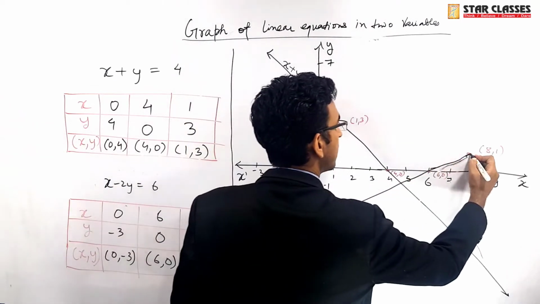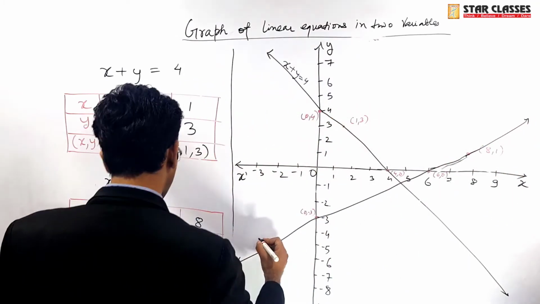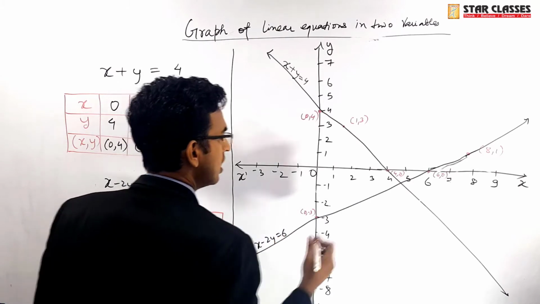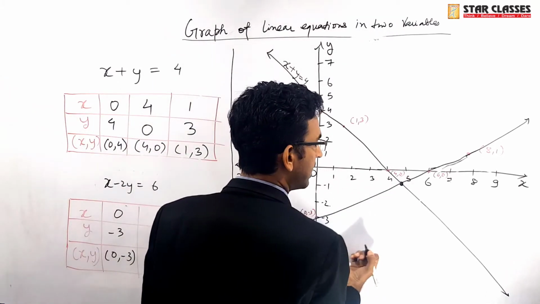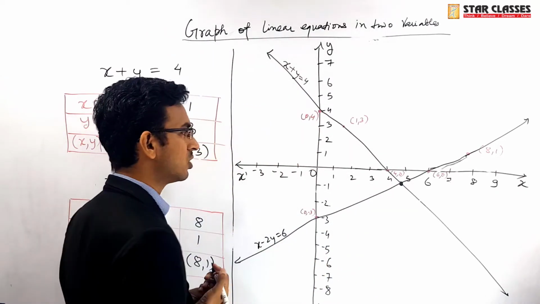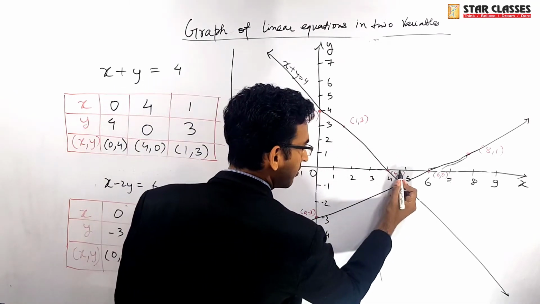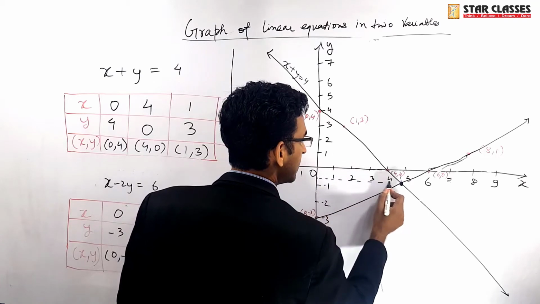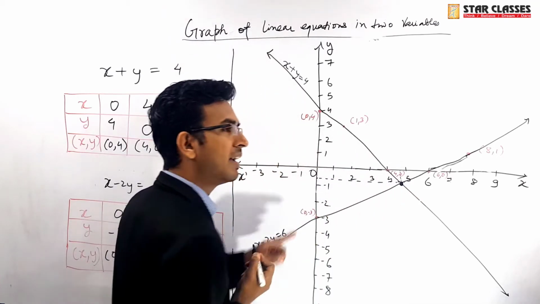See, these 3 points are again collinear. Let us write the equation x minus 2y is equal to 6. So this point where these 2 lines are intersecting is the solution. Let us see this point. It is somewhere between 4 and 5 and less than minus 1.